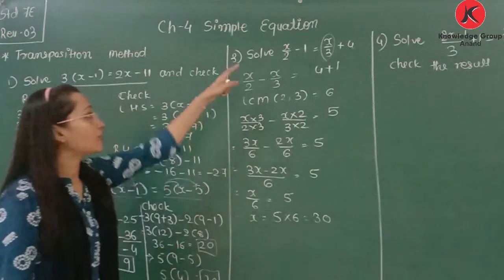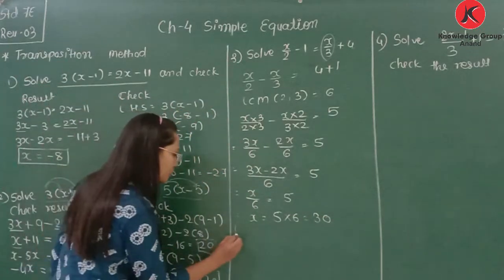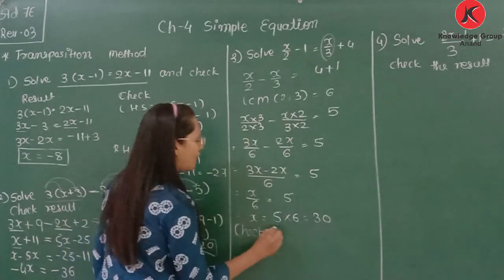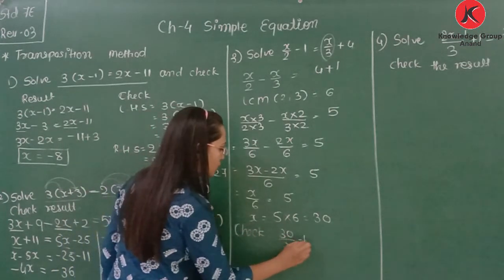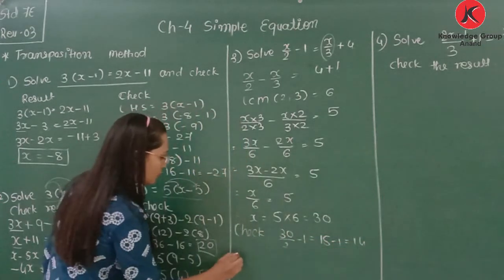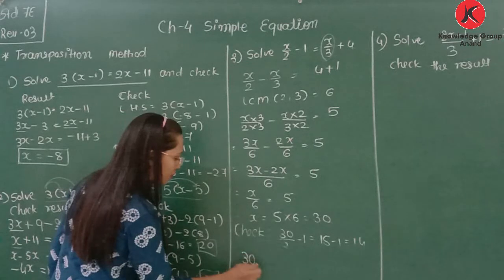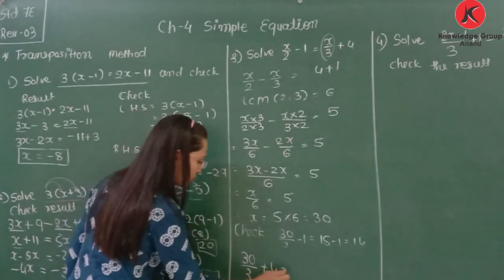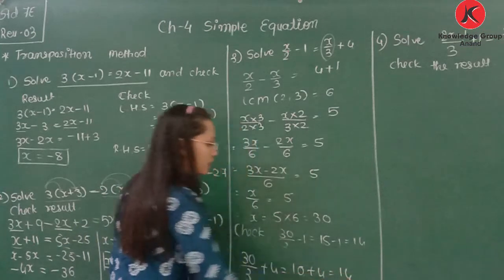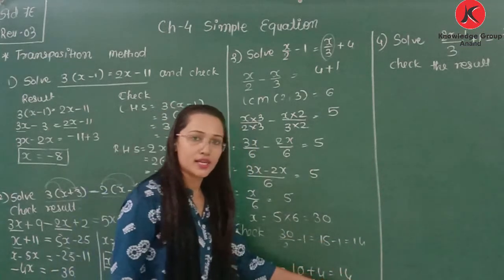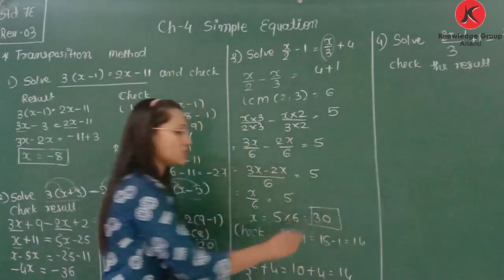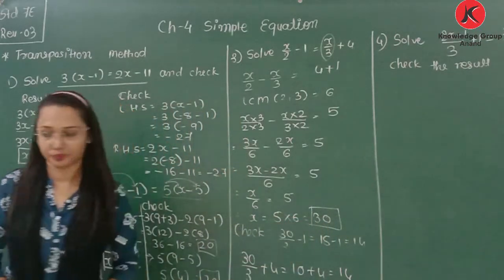Now you can also check your answer by writing 30. 30 by 2 minus 1, that is 15 minus 1, 14. And 30 by 3 plus 4, that is 10 plus 4. We get the same answer for right hand side and left hand side. This is our answer. x is equal to 30. It is correct. Clear?